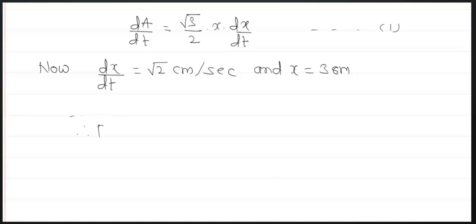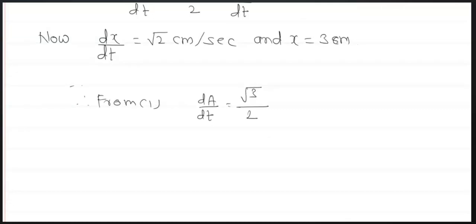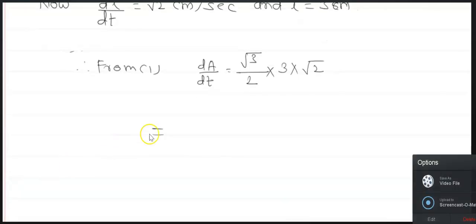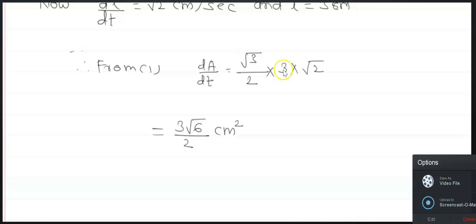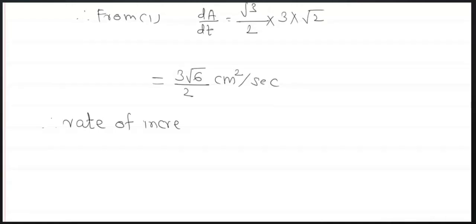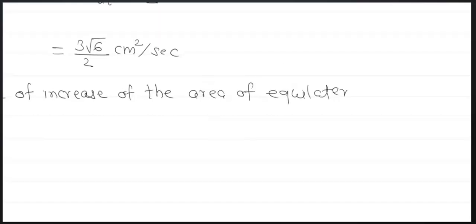Now from 1, dA upon dt is root 3 upon 2. If we substitute the value of dx upon dt, that is root 2, then we will get the answer. If we simplify this, you will get 3 root 3, and this is root 2 and root 3. Root 2 into root 3 will become root 6. Therefore, it is 3 root 6 upon 2 centimeter square per second. Therefore, the rate of increase of the area of the equilateral triangle is 3 root 6 upon 2 centimeter square per second.